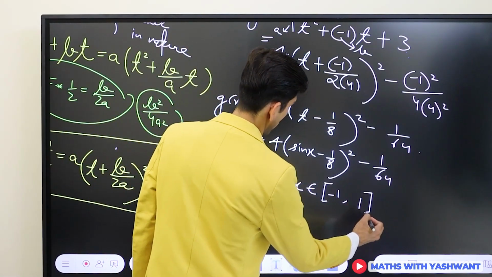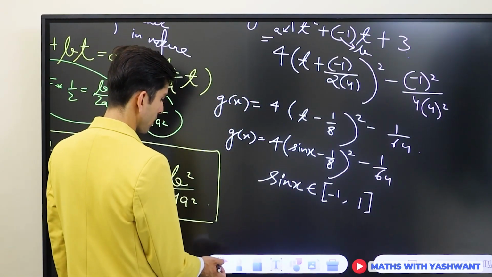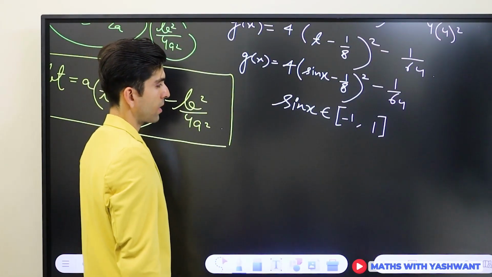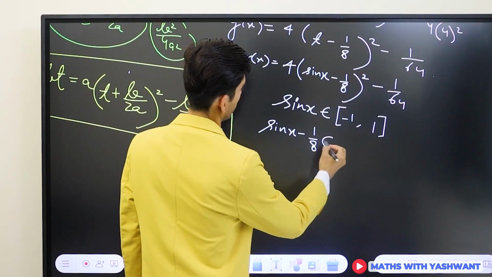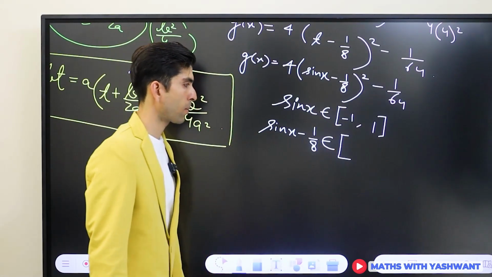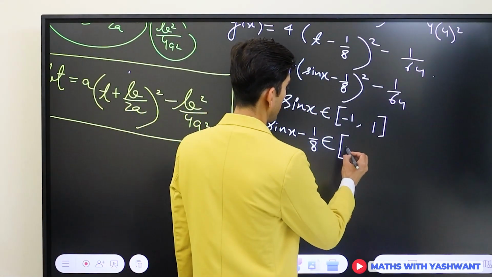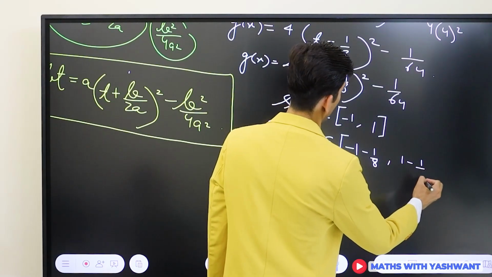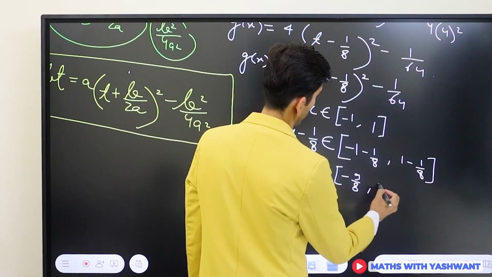So we start with sin x, the basic trigonometric function whose range is negative 1 to positive 1. Now we'll modify this basic trigonometric function after every step to get a new function. So when we add negative 1 by 8 to sine of x, the new range will be: we add negative 1 by 8 to the left hand boundary point and negative 1 by 8 to the right hand boundary point. That will give you negative 9 by 8 to 7 by 8.